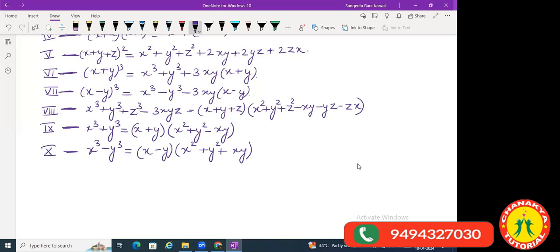So when you are doing x cube plus y cube, you have plus here, but with the xy term, you have a minus sign. And when you are doing minus, it is a plus sign with the xy term. This is the difference. Please note down all these identities. So these are the 10 identities I have given. Note them down.